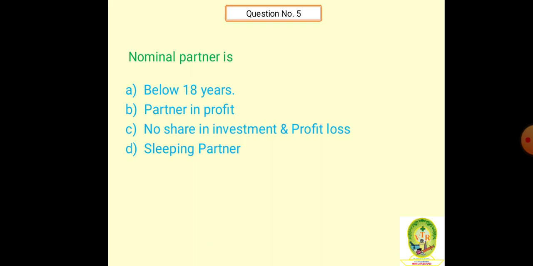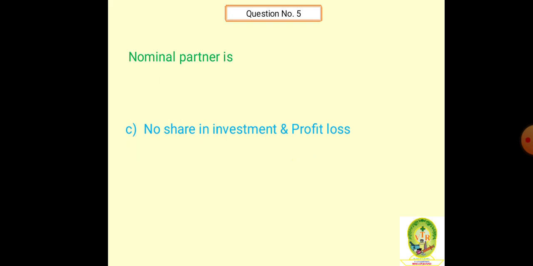Nominal partner is? Options are A. Below 18 years, B. Partner in profit, C. No share in investment and profit loss, D. Sleeping partner. Right answer is C.